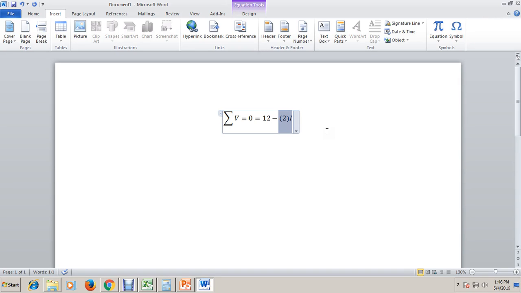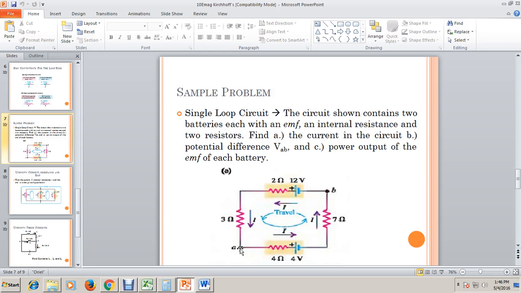Instead of having this as 2 ohms times I, this is simply written as 2I. So this is 12 volts minus 2I. Next is the 3 ohm resistor.